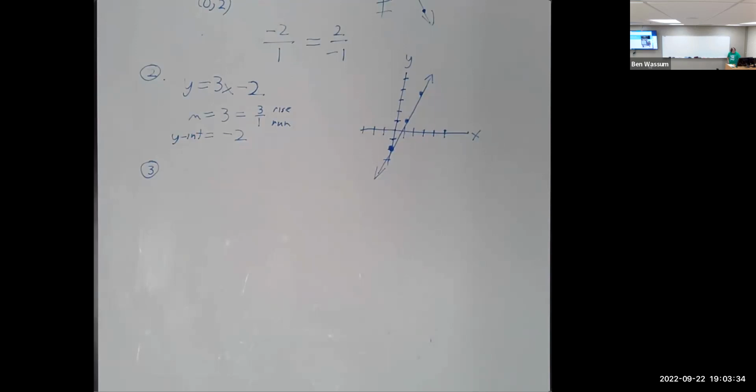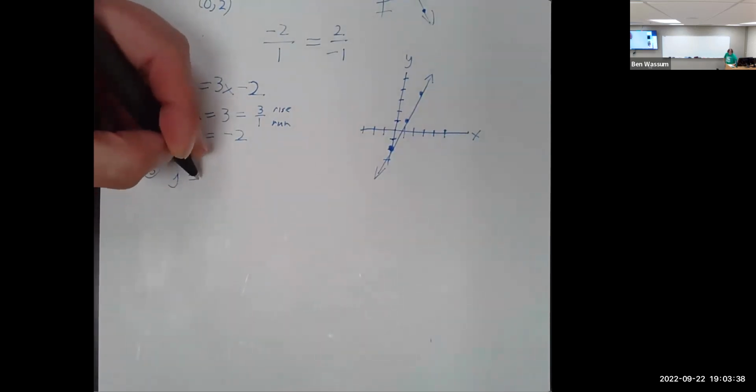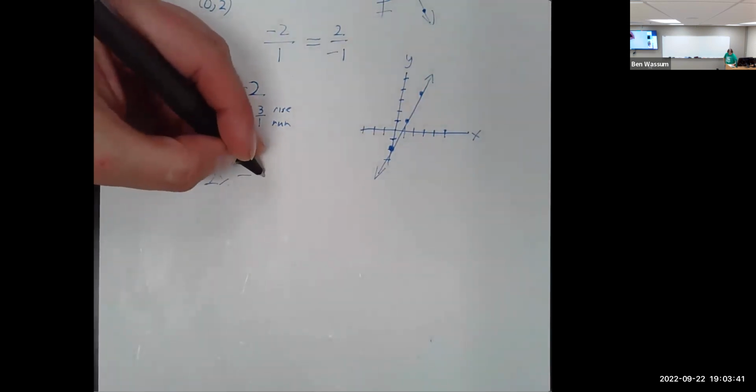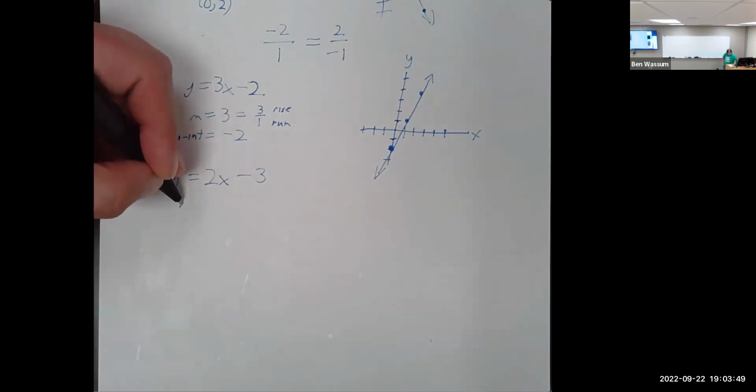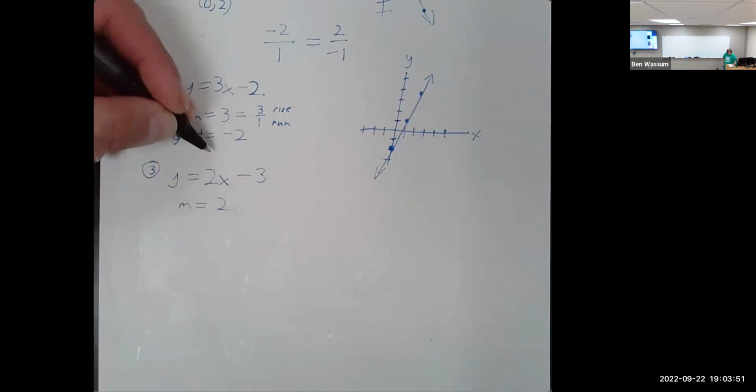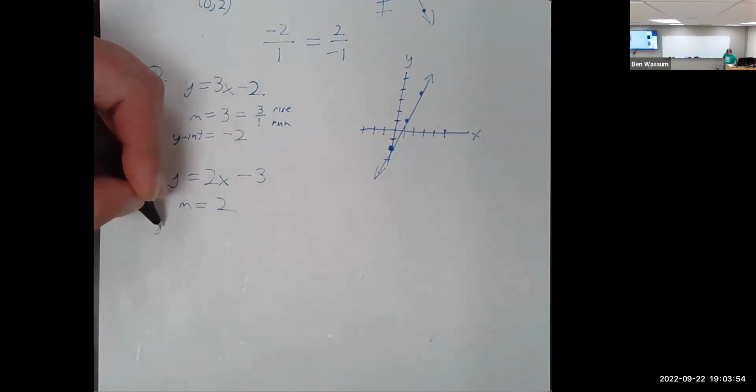So the next one is y equals 2x minus 3. Almost the same formula, right? Just the numbers are flipped around a little bit. What's that going to do for us? Let's find out. So again, there's our slope, there's our y-intercept.